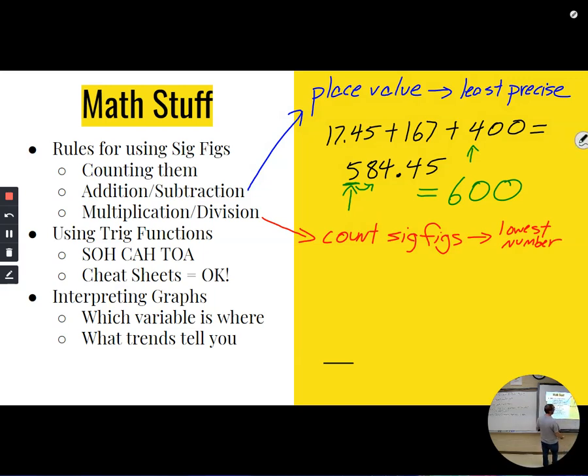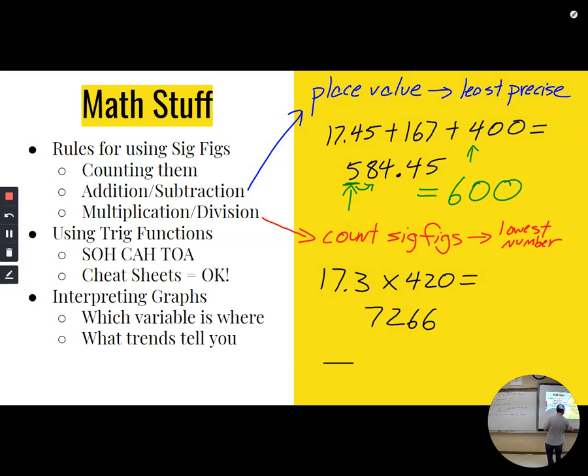So again, an example would be if I have 17.3 times 420. First thing I do is pop it in my calculator, 17.3 times 420. The answer that my calculator gives me is 7,266.